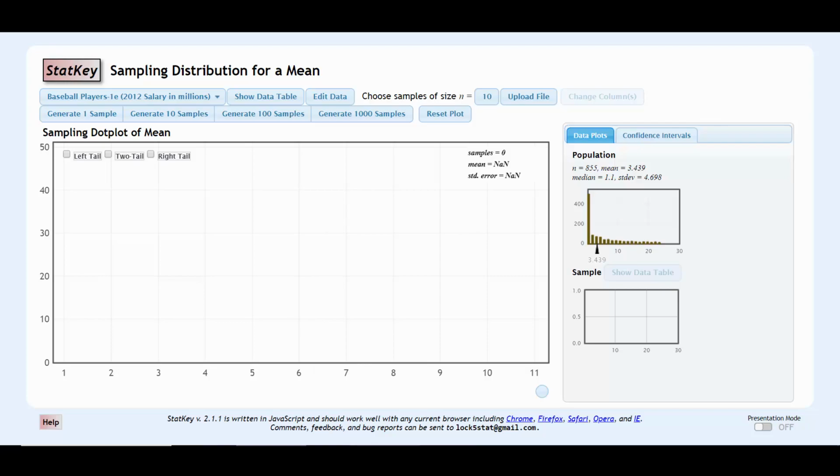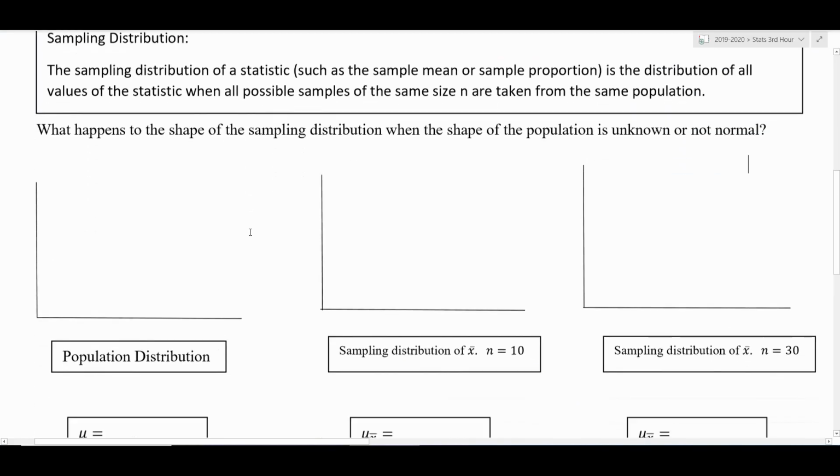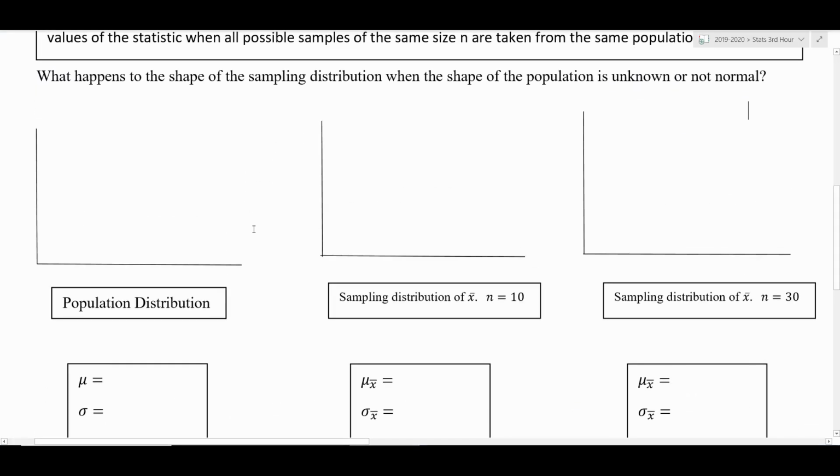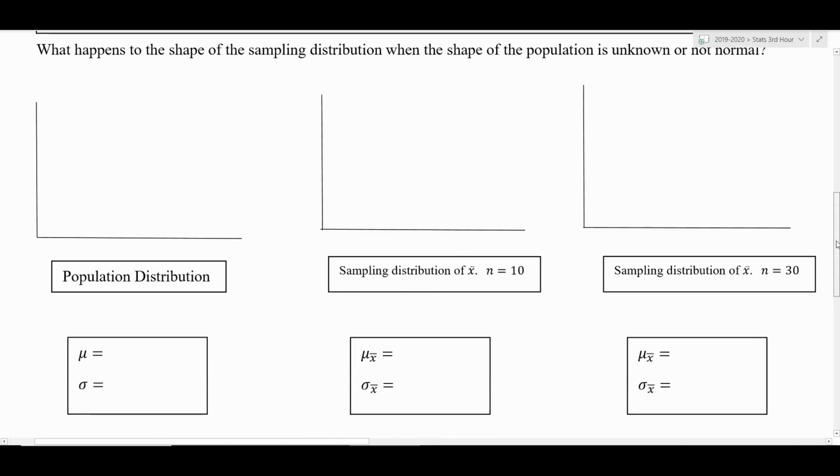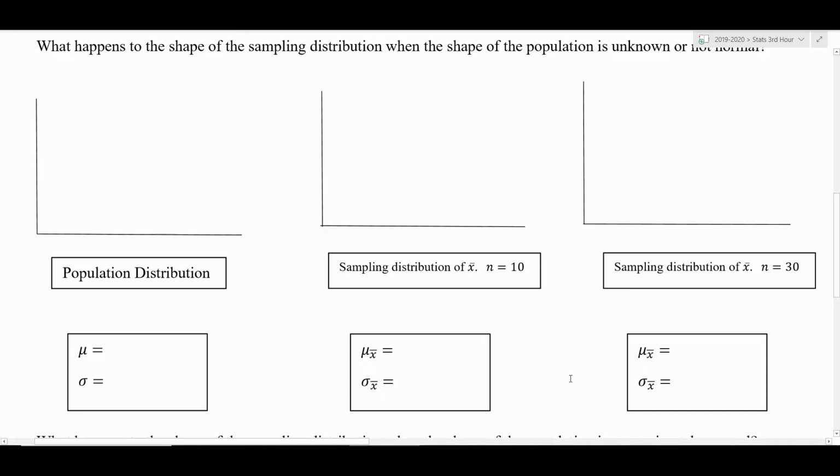Okay. So let's go back to our notes real quick, and we're going to scroll down here. To really understand the central limit theorem, we want to understand what happens to the shape of the distribution and what happens to the mean and the standard deviation of the population. So we're going to observe all three of those things at once as we run through the experiment.